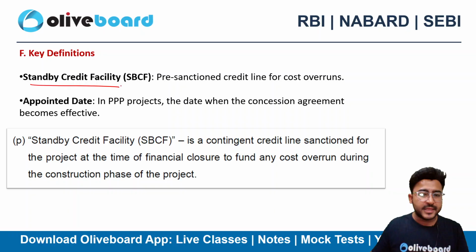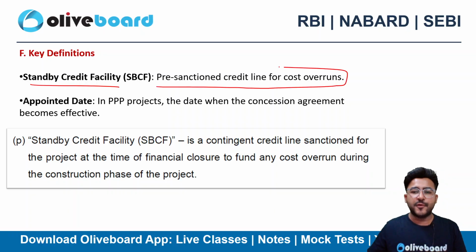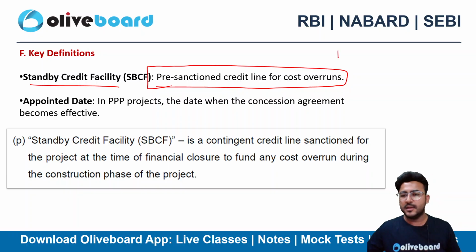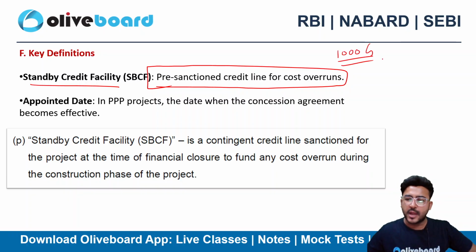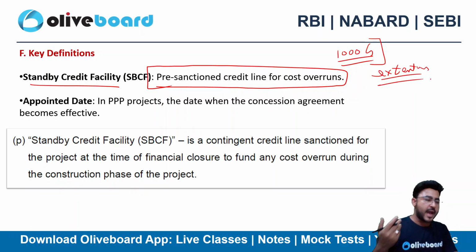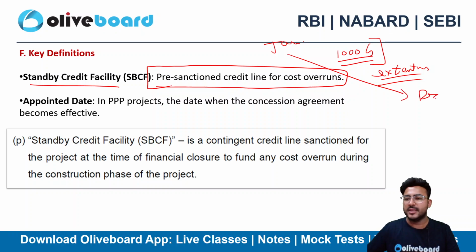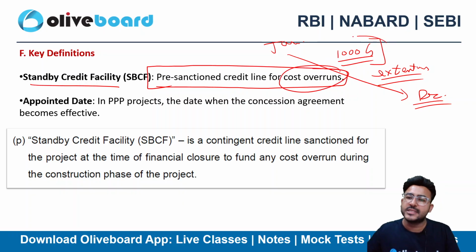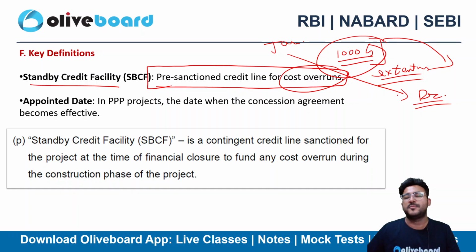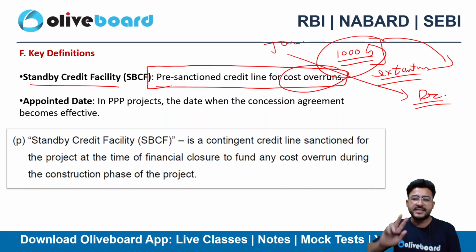Standby credit facility, a pre-sanctioned credit line for cost overrun. Let's suppose the total project cost is 1000 crore. However, because of certain kinds of extensions, let's suppose I have taken some kind of extension, right? I was about to start in January, however actually I have started the production in December. So there can be cost overruns, right? The expected cost can increase. Now who will fund this extended cost, right? This extra cost, who will be funding?